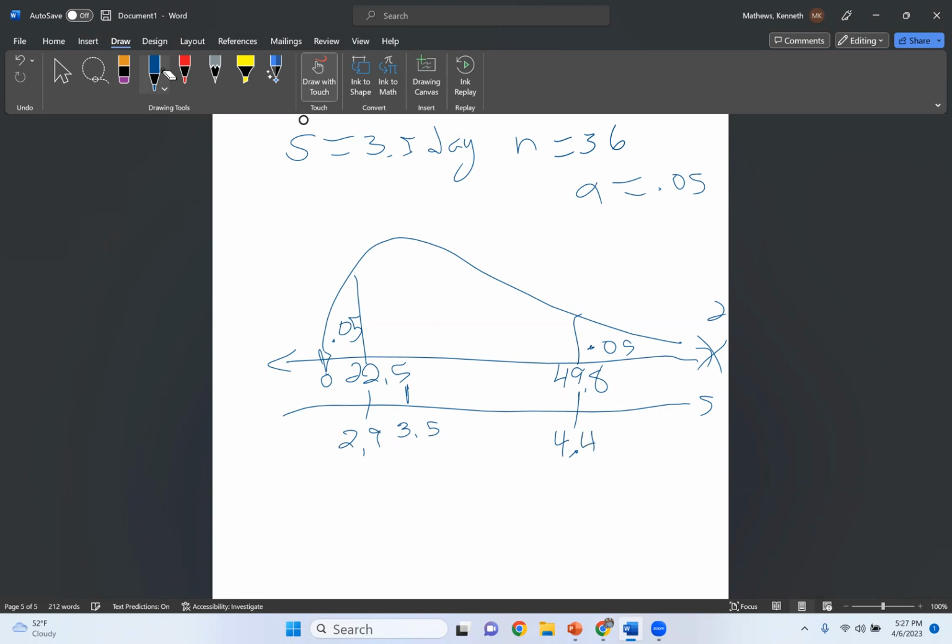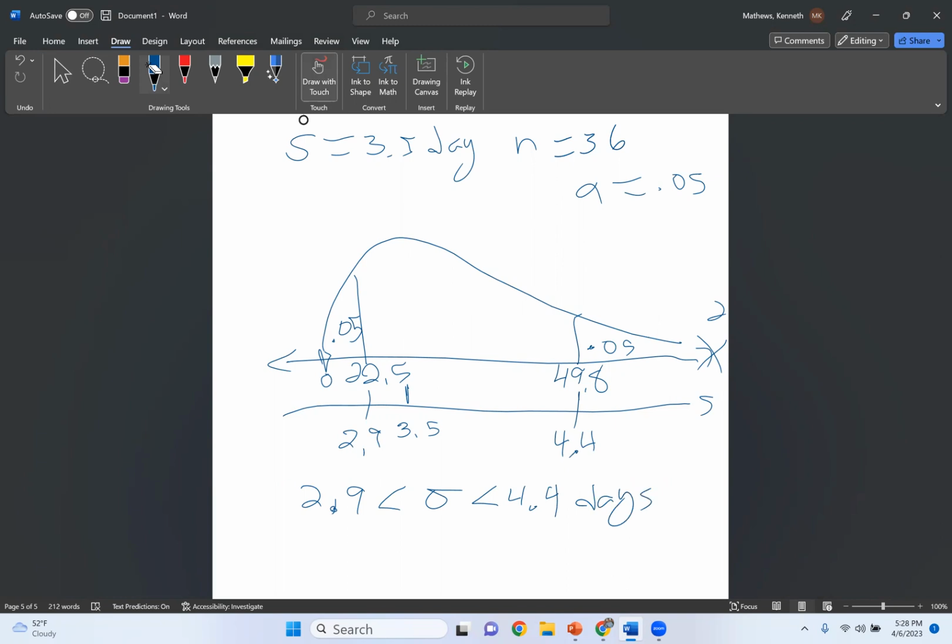And we can see that 3.5 is closer to 2.9 than it is to 4.4, which is what we want to see because of the shape of the curve. We see that the center point is closer to the left. All right, so what's our interval? We can say that 2.9 is less than the standard deviation of the whole population, which is less than 4.4. And that's all in days it takes to break the pen.